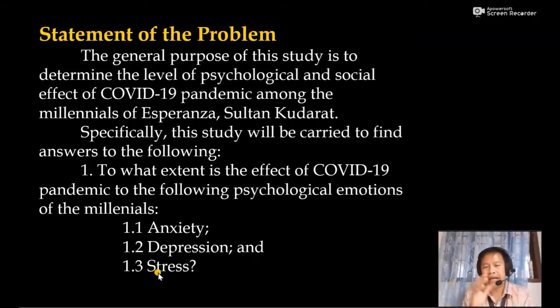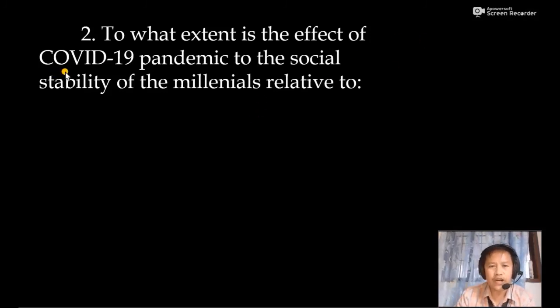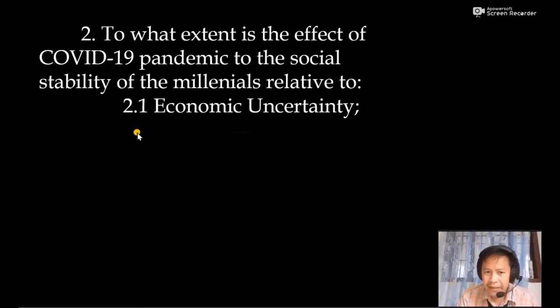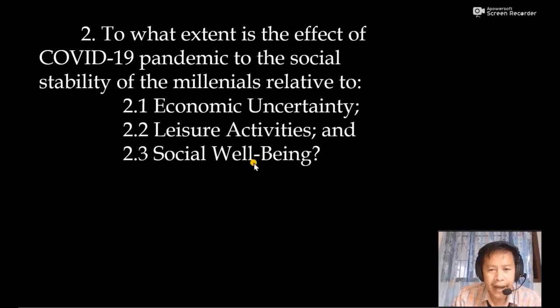If you're going to make your statement of the problem later on in our next activity, you are going to follow this particular format. Number 2, to what extent is the effect of COVID-19 pandemic? So when we say extent, level, degree, to what degree is the effect? To what level is the effect of COVID-19 to the social stability of the millennials relative to, number 1, economic uncertainty, number 2, leisure activities, and number 3, social well-being.